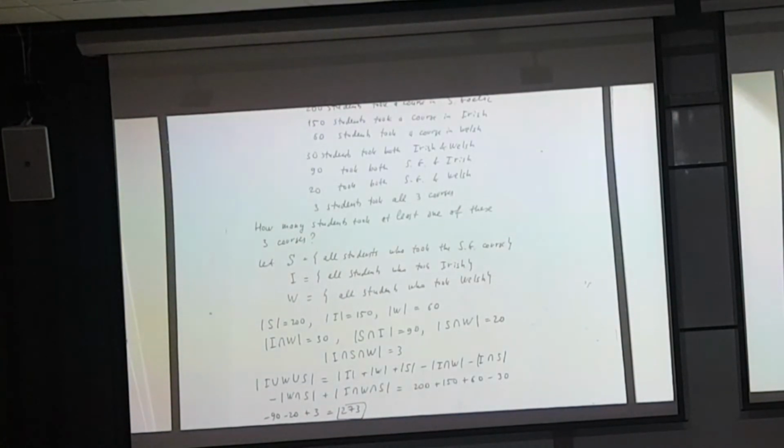Okay, so here was really a straightforward application of this formula. I really wanted to illustrate these steps. When you introduce the sets, you convert the data into information about numbers of elements in various intersections, and you convert the question also to finding the number of elements in a certain set. Any questions about this? This is the first example.